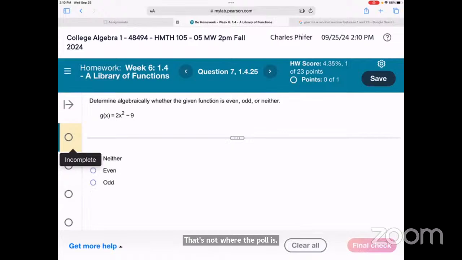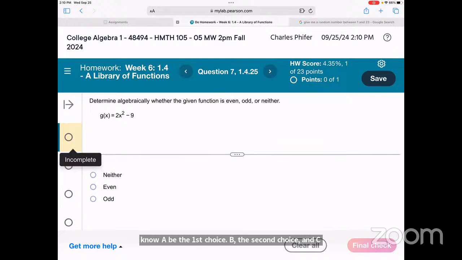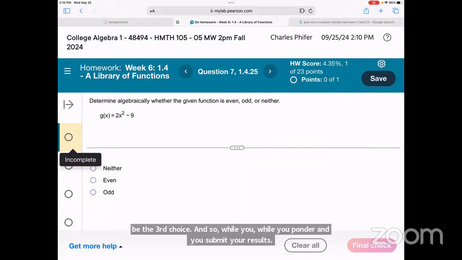Here, hold quizzes. We want this one. Okay, so there is an active poll. We're going to let A be the first choice, B be the second choice, and C be the third choice. And while you ponder and submit your results, we'll do a showcase on how to answer this algebraically.